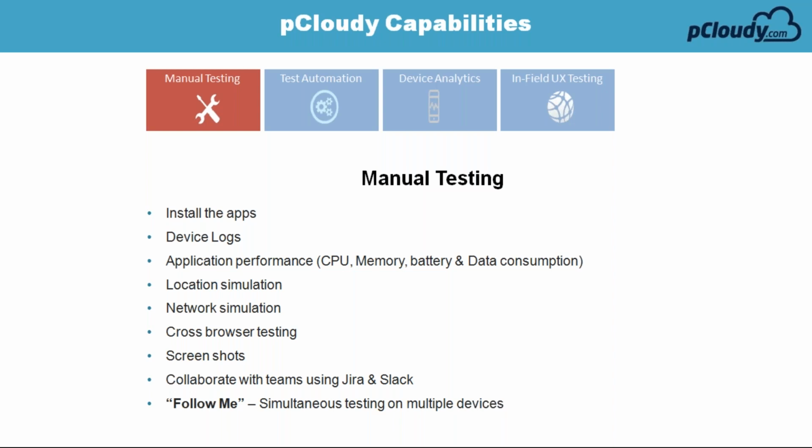and one of the key value adds which we are providing while you are doing normal functional testing is we provide you the application performance, in terms of CPU, memory, battery, and data consumption. So you don't have to do much more. You just need to keep concentrating on your functional testing, and we provide you the application performance, which will bring a lot of value to your normal existing functional testing.